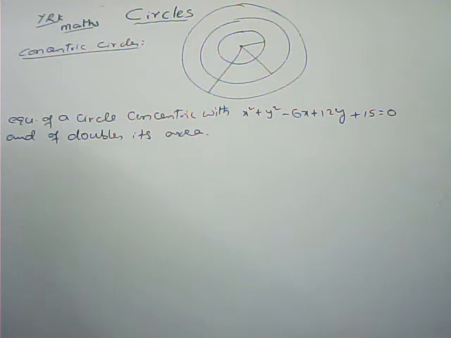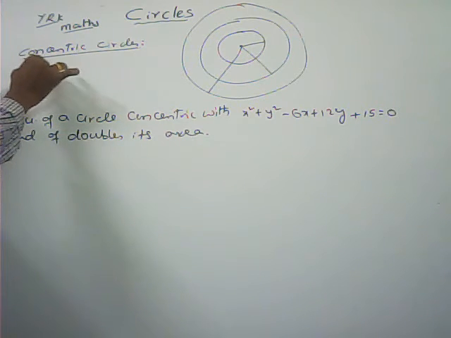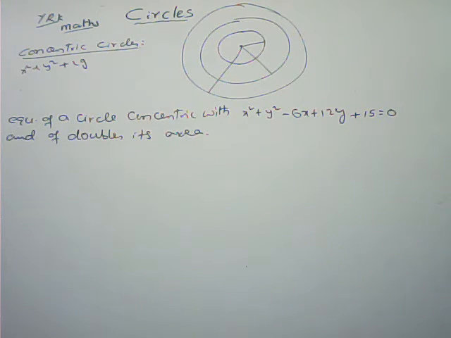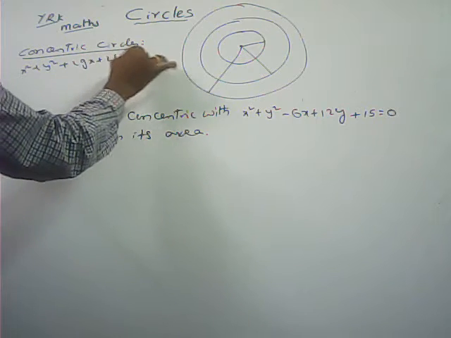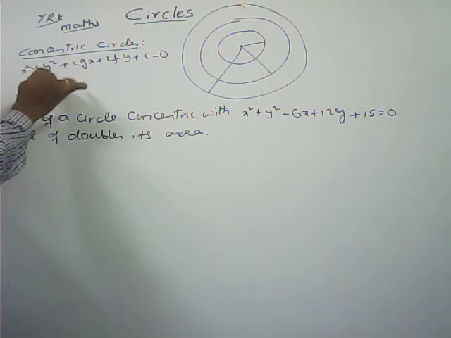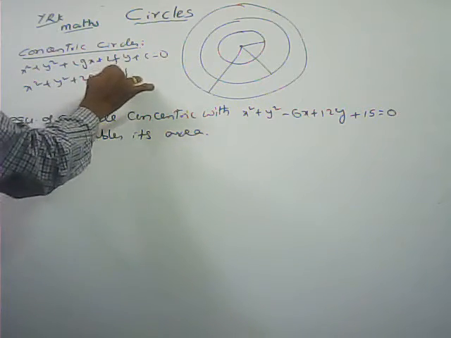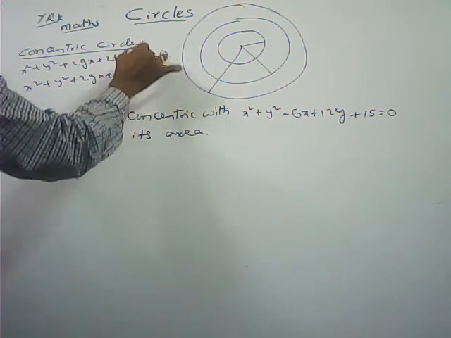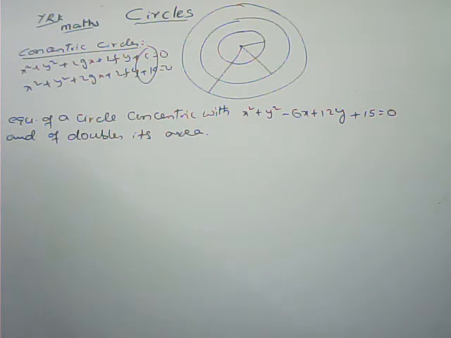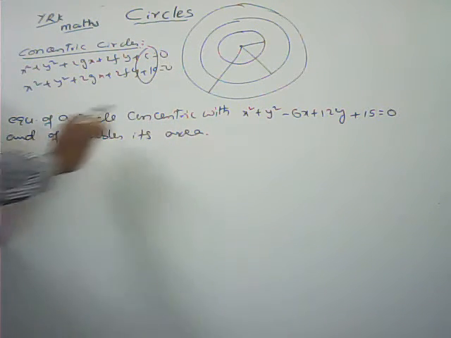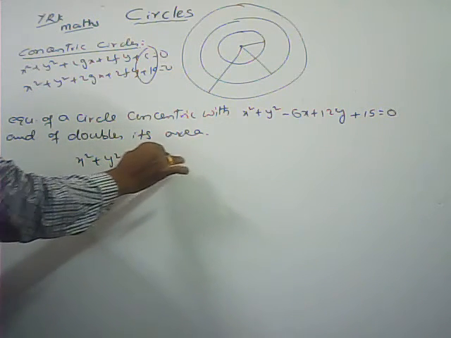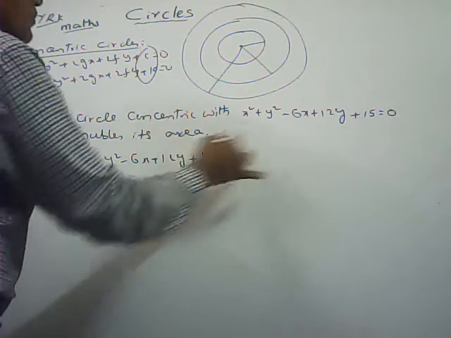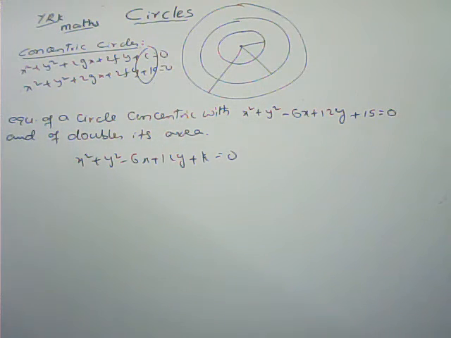Now, the equation of a circle concentric with x square plus y square plus 2gx plus 2fy plus c equals 0 is x square plus y square plus 2gx plus 2fy plus k equal to 0. Concentric circles differ by only the constant term. The equation of a circle concentric with this one, here we can write x square plus y square minus 6x plus 12y plus k is equal to 0. These two differ by only the constant term.